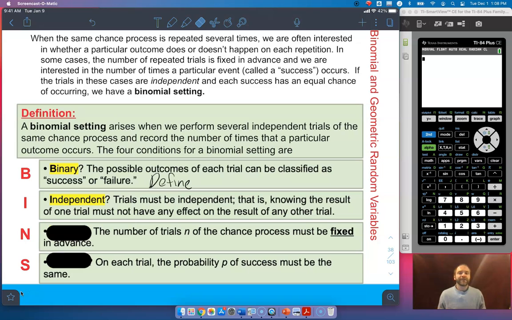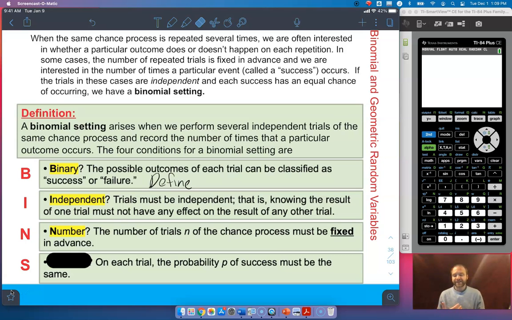Knowing the result of one trial must not have any effect on the result of any other trial. Checking the bins, I'm now on N. So N is number. Is there a fixed number of trials? Is there a set number of trials that are defined in advance? It has to be defined before you start the probability, before you start the event. So is there a fixed number of trials?